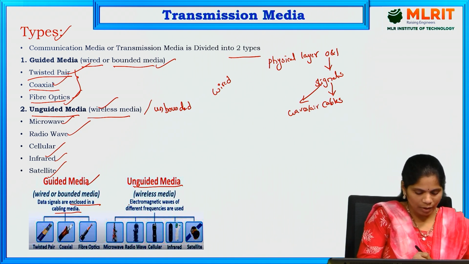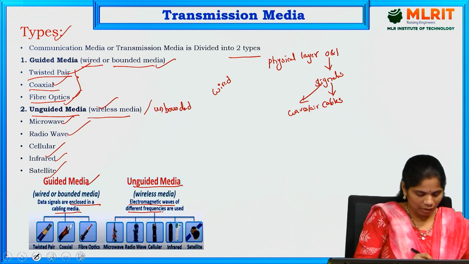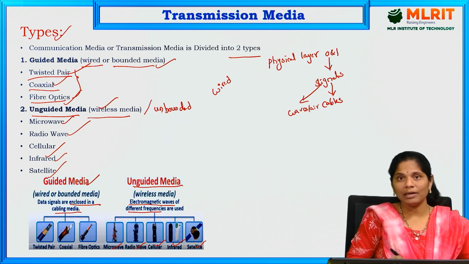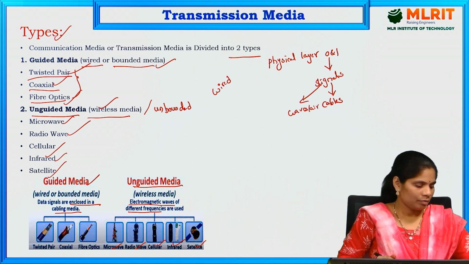Those electromagnetic waves, based on the different frequencies, are going to be divided. Those are the microwaves, radio waves, cellular, infrared and satellite waves. These are the different waves in unguided media. Let us see a brief discussion about the guided media first.